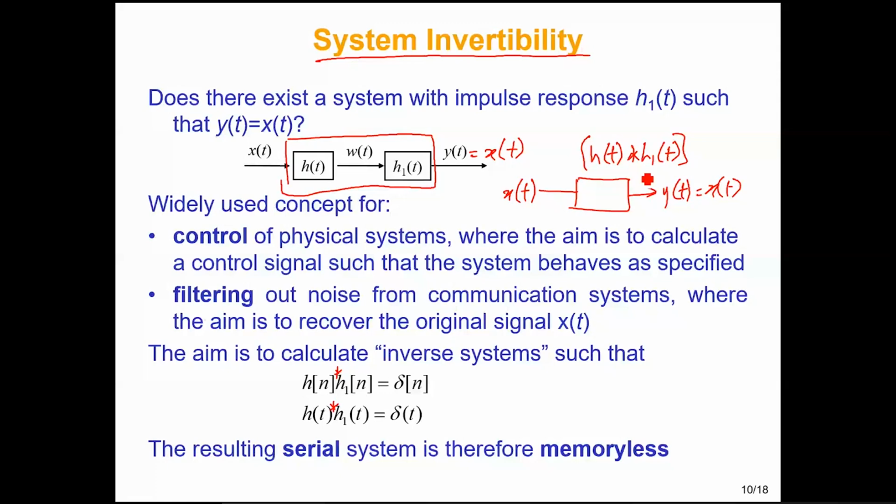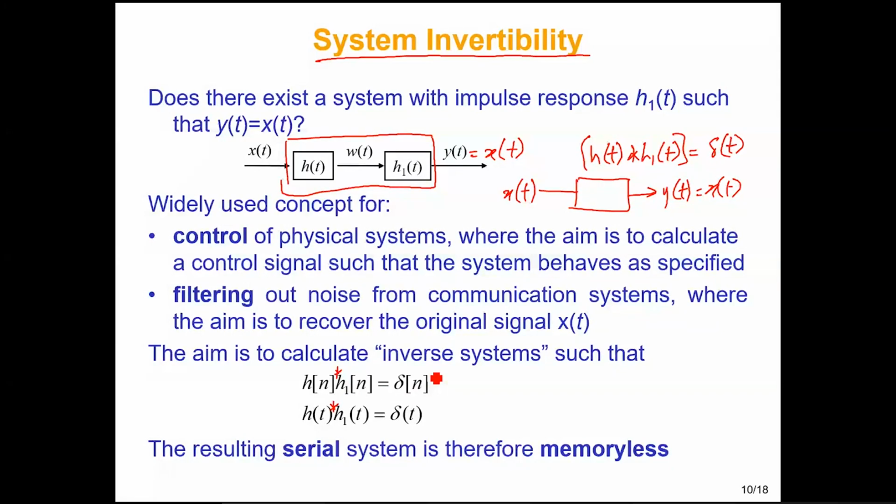And this here says that for the two systems to be, let's say, inverse of each other, or the second system to be the inverse of the first one, all we need is that the convolution of these two should end up giving us an impulse. This is what it's saying. So if h1 is the inverse of h, or h1(t) is the inverse of h(t), then their convolution will give you an impulse. So h(n) convolved with h1(n) should give delta n.